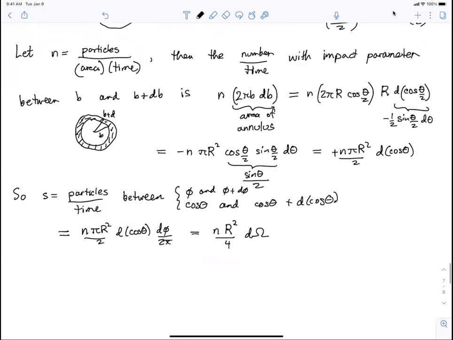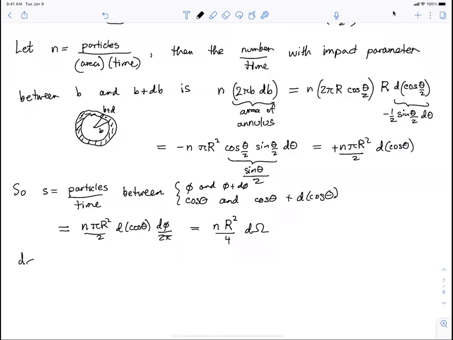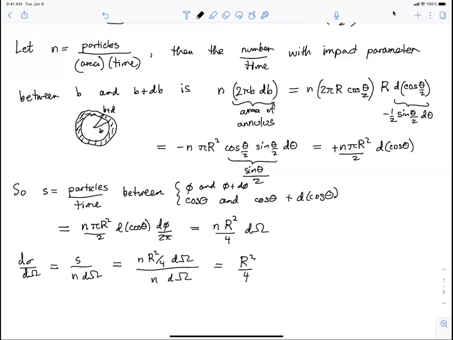And now we have the ingredients we need to calculate d sigma by d omega, because its definition is that it's S over N d omega. That's N r squared over 4 d omega divided by N times d omega. Notice the N's cancel out. That's a hallmark of the differential cross-section. It's not supposed to depend on how many particles you send in. It's an observable where that cancels out. And also the size of the differential angle cancels out. And so we are left here with just r squared over 4, which is a constant.